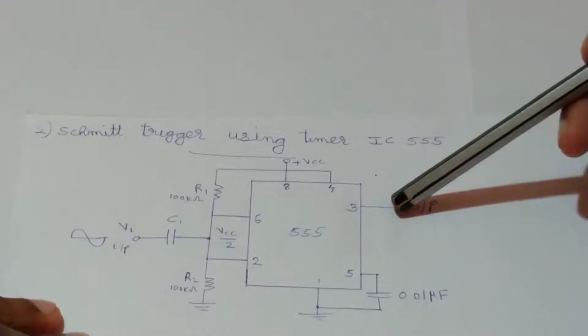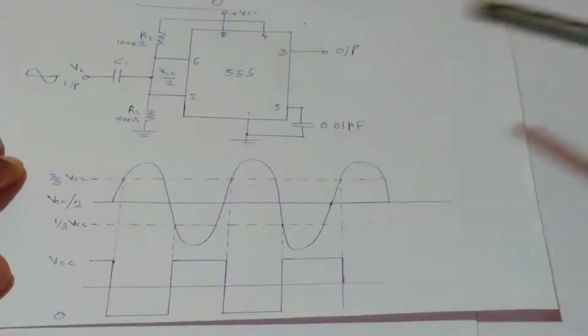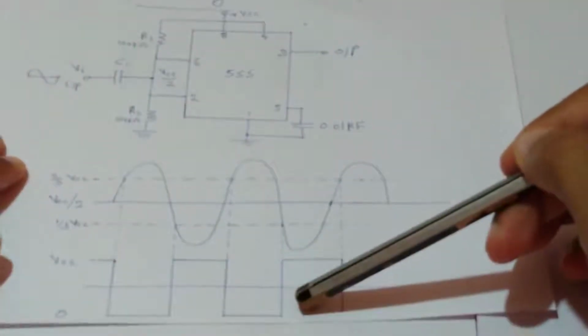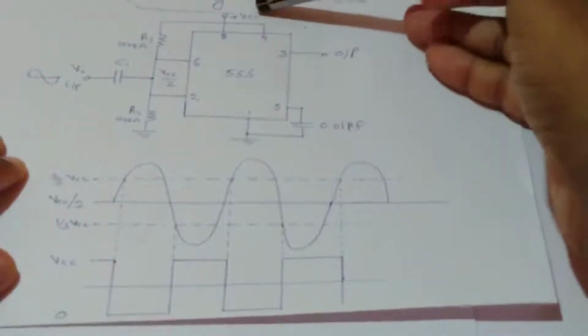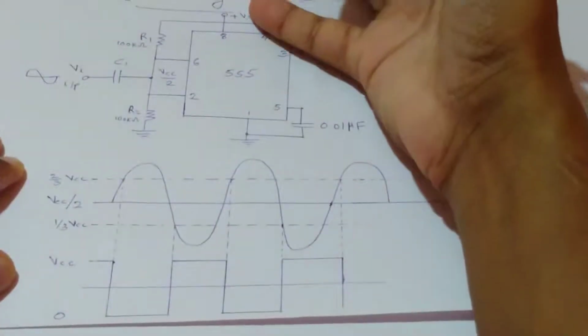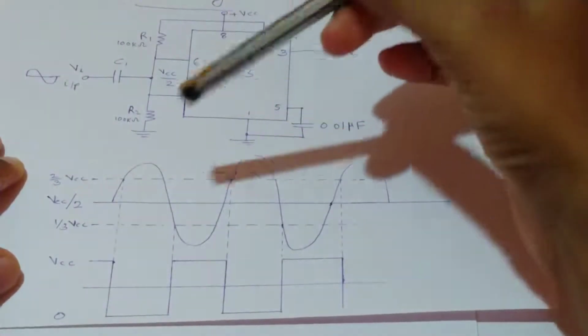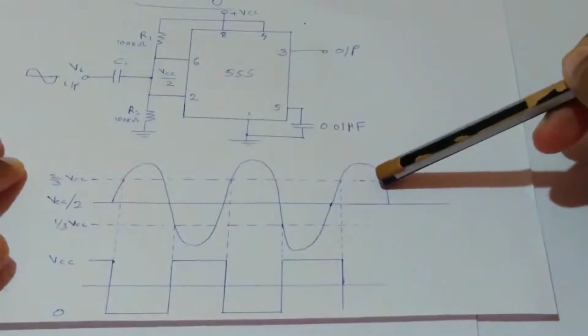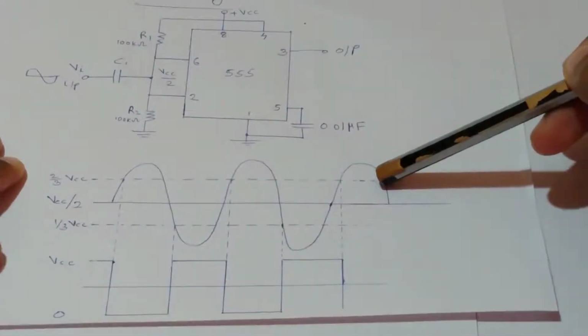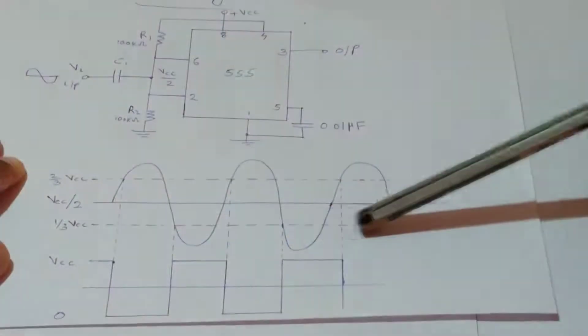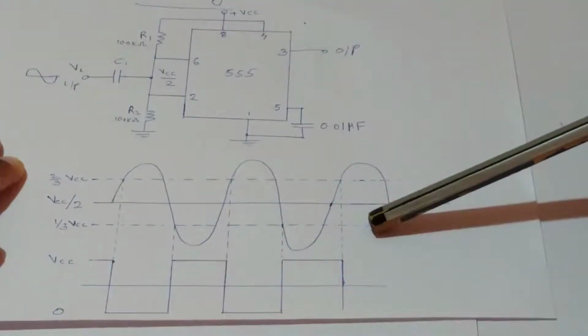Let's now consider the working with the help of waveforms. This is our input and output waveforms. We know when the VCC voltage is supplied to the astable multivibrator circuit, that 2 by 3 VCC voltage is present at the inverting terminal of the upper comparator, and 1 by 3 VCC voltage is present at the non-inverting terminal of the lower comparator.